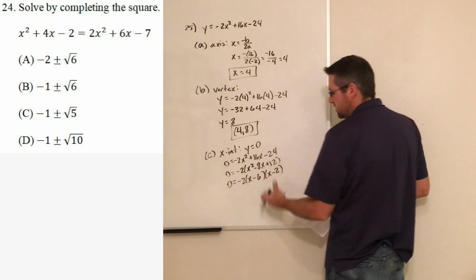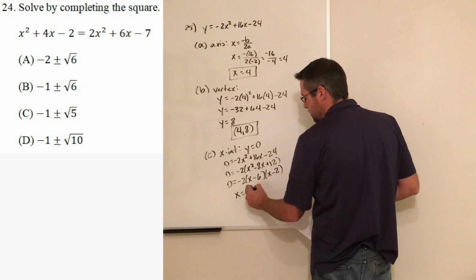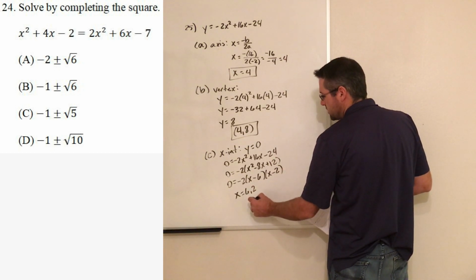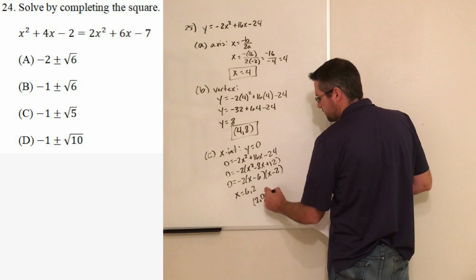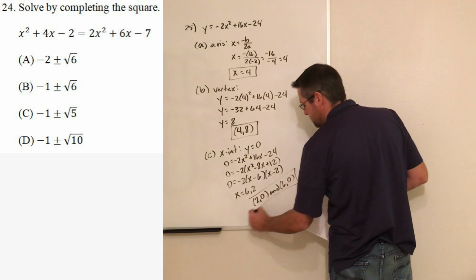And then when I go to solve this, I'm going to do the zero product property, but ultimately I end up with x equals 6 and 2. So my x-intercepts, again, are coordinates. So our x-intercepts are 2, 0 and 6, 0. Okay, so that's our answer for C.